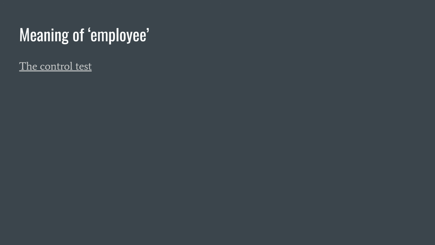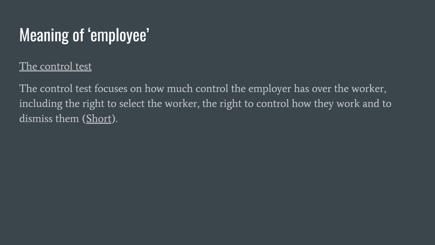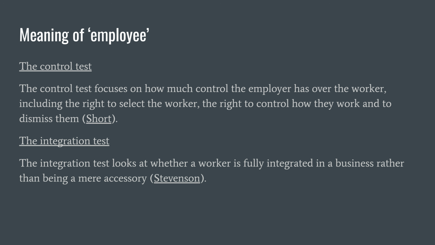Now the courts have used a number of tests to try and establish whether there is an employee. Traditionally they used the control test, which is just a single factor, how much control the employer has, and obviously the more control you have, the more likely you are to be an employee. And they've also used the integration test, which looks at whether you are fully integrated into a business rather than just being an accessory. And if you were fully integrated, then you would be an employee.